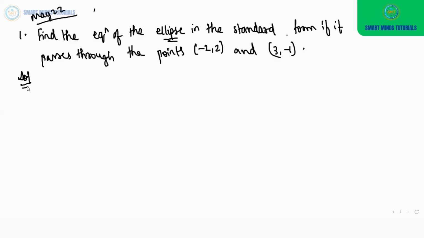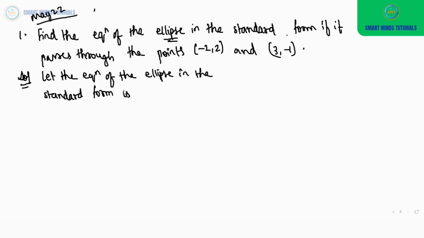Equation of ellipse passing through 2 points. So far, we have come across parabola and circle passing through points. So first, you should know the standard form. Let the equation of the ellipse in the standard form be x square by a square plus y square by b square is equal to 1, where a is greater than b. This is equation number 1.